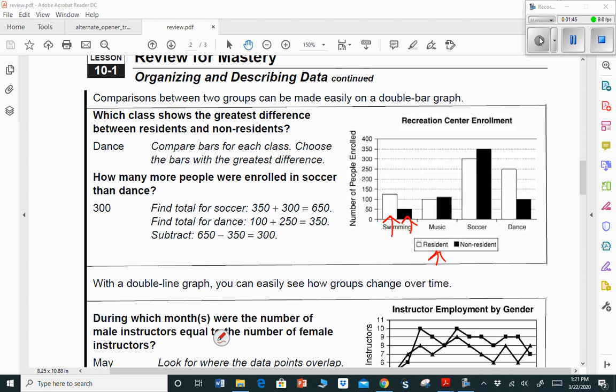A resident is a person who lives in a town or a state or a country, and a non-resident is somebody who doesn't live there. Like at the natatorium, they charge you a different amount of money. If you live within the city, you're a resident, they charge you one price. If you live like in Stowe or something, they charge you a different price because you're a non-resident.